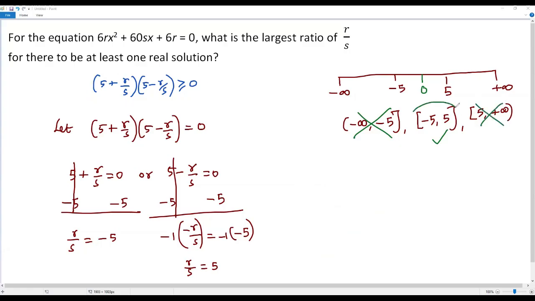So only the second interval, negative phi, comma positive phi, satisfies this inequality. That is, the value of r over s can be any value from negative phi to positive phi. Let me write over here. Negative phi less than or equal to r over s less than or equal to positive phi. Clearly the maximum value of r over s is phi. So that is the largest ratio of r over s is phi.